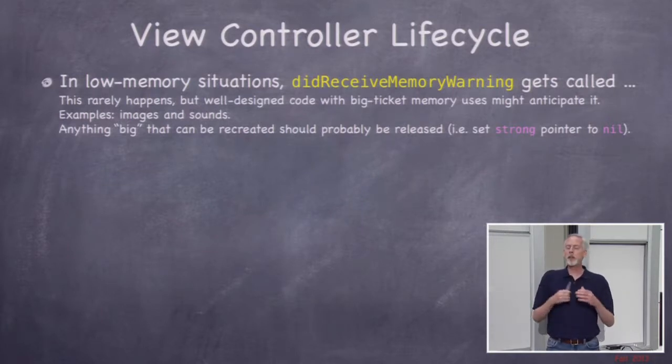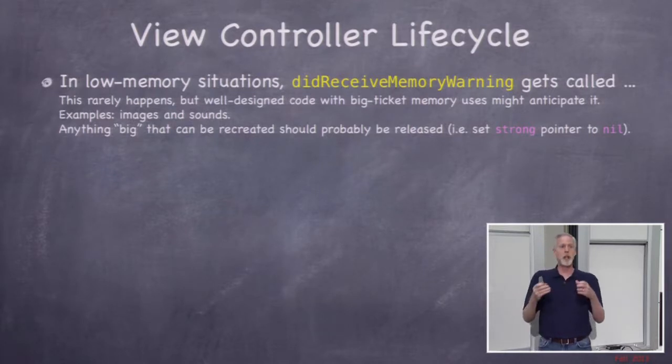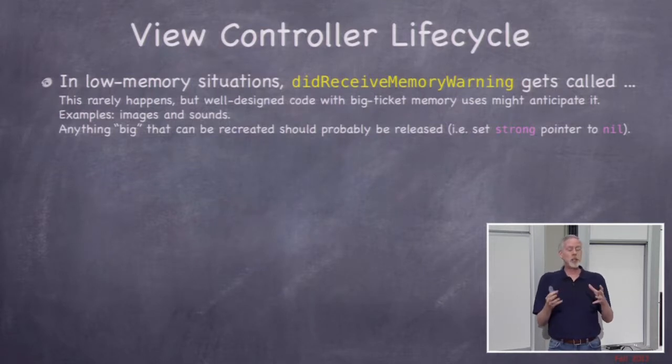Now, if your MVC's view displays an image, that's big memory. Images are a lot of memory. Or if it plays a sound, that's a lot of memory. But if your view controller is on screen, you can't throw that image out.